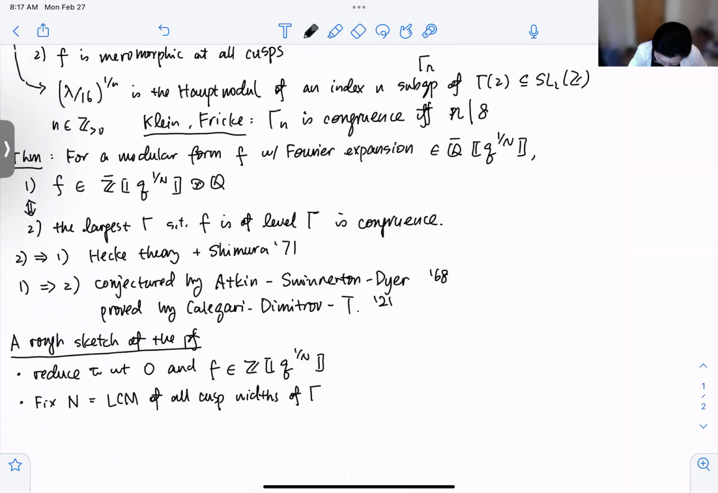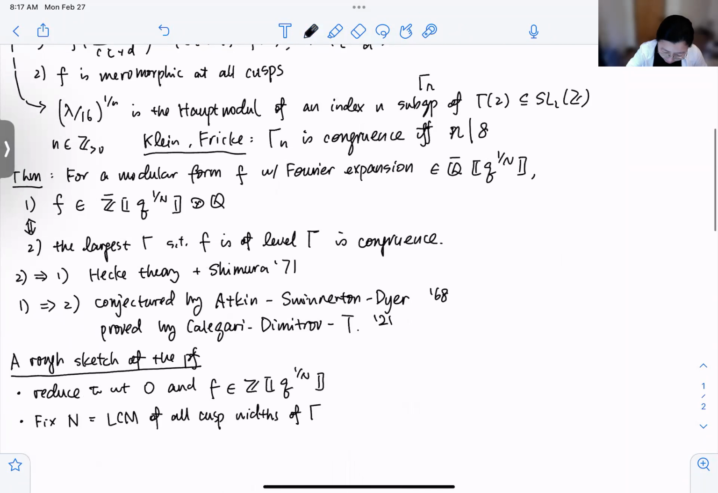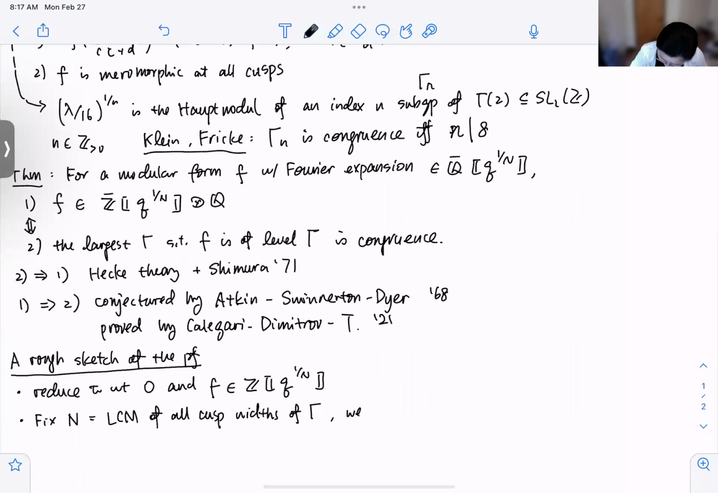Okay. And so we fix a cusp width so that we can count the dimensions. So we count the dimensions of the vector spaces spanned by 1 or 2 over Q(lambda).